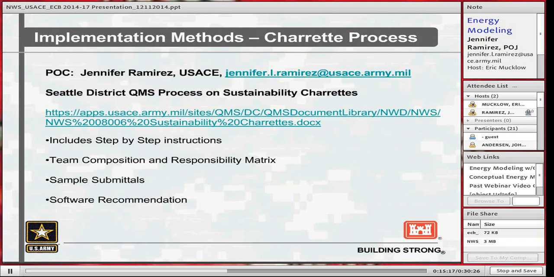So in this presentation, we haven't discussed the process of how to go about this, and if you'd like more information about that, you can look at the Sustainability Charrette's QMS report that was developed by myself and Lisa Hansen at Seattle District.